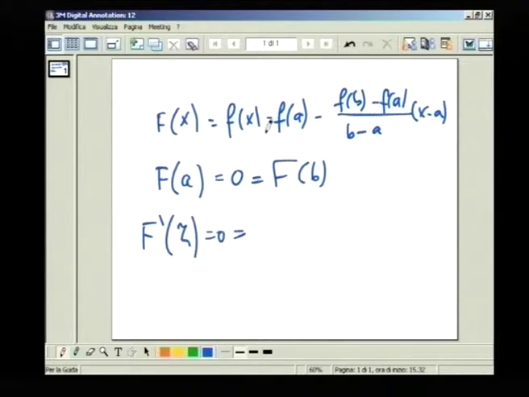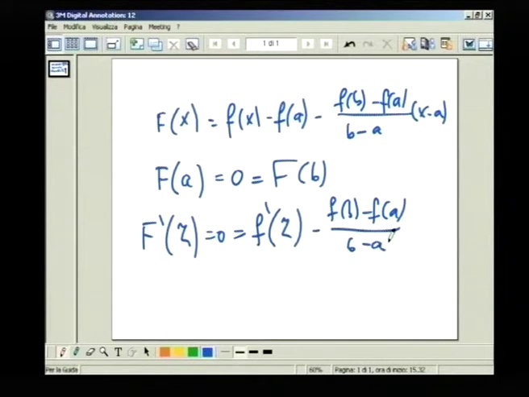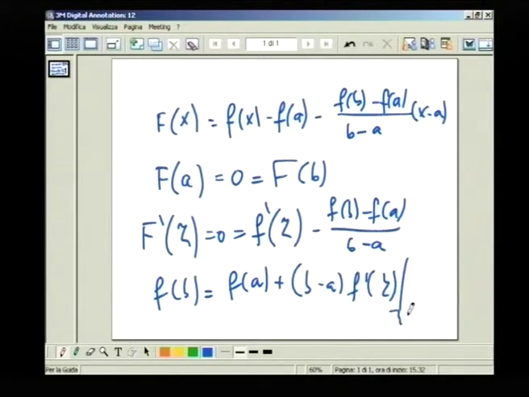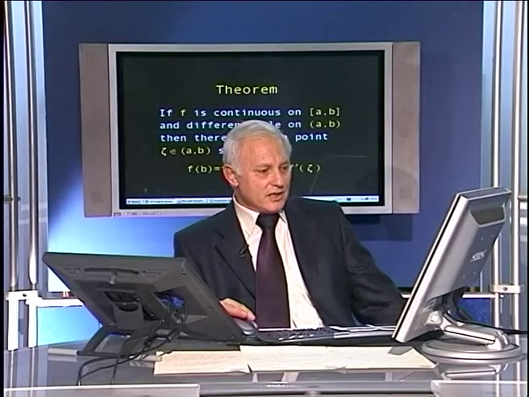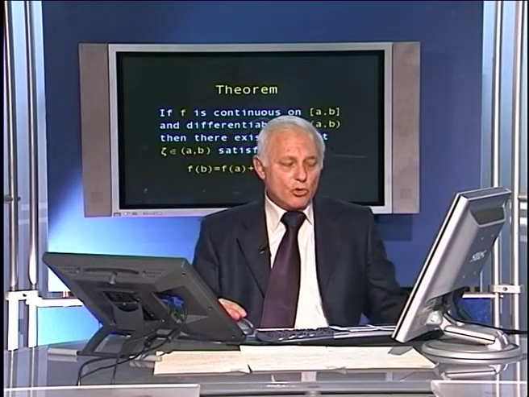If you differentiate this, you get f dash of zeta minus f of b minus f of a divided by b minus a. In other words, you get f of b is equal to f of a plus b minus a times f dash of zeta, where zeta is a point lying between a and b. And this is exactly what is written here. And this is called the mean value theorem.